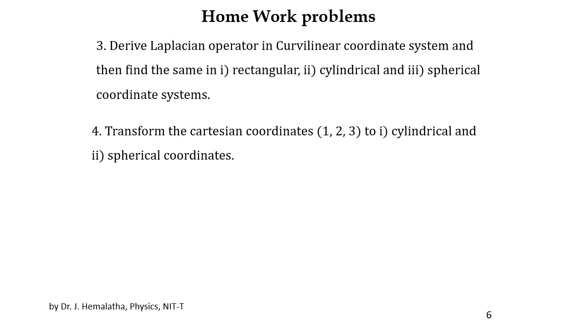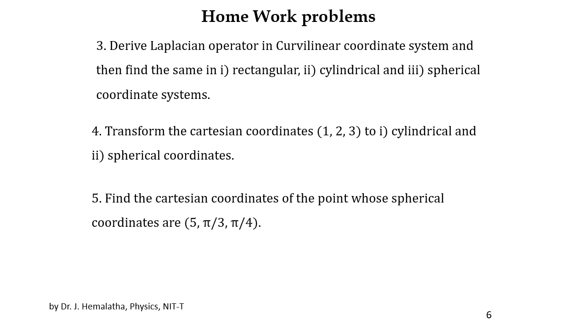You know the transformation equations. Transform the Cartesian coordinates 1, 2, 3 to cylindrical and spherical coordinates. When you know the transformation equations, you can easily transform one coordinate system to another system. So here, the rectangular system is given. Using the appropriate transformation equations, find the cylindrical and spherical coordinates.